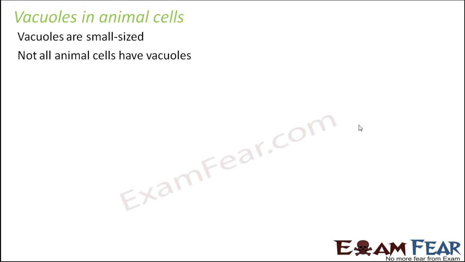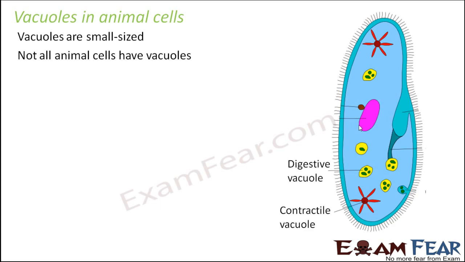Let us see whether we see them in animal cells or not. In animal cells, we do see vacuoles, but they are not that big as in case of plant cells. They are quite small in size. However, there are animal cells which do not have vacuoles. So, vacuoles are not compulsorily present in animal cells. They can be present, they cannot be present. If they are present, they are generally small in size.